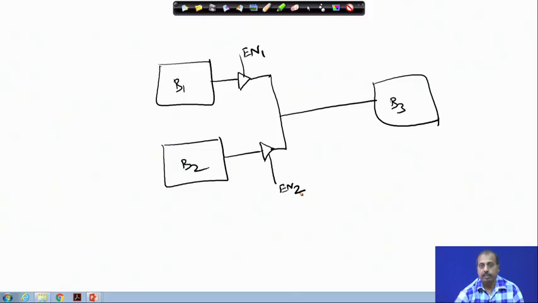Now, you see that if enable 1 and enable 2 are not activated simultaneously, then I do not have any problem. The B1 output is never getting shorted to the B2 output. That will not happen. This way we can use this tri-state logic for realizing this type of connection, where multiple outputs from different blocks may be connected to a common input of another block.